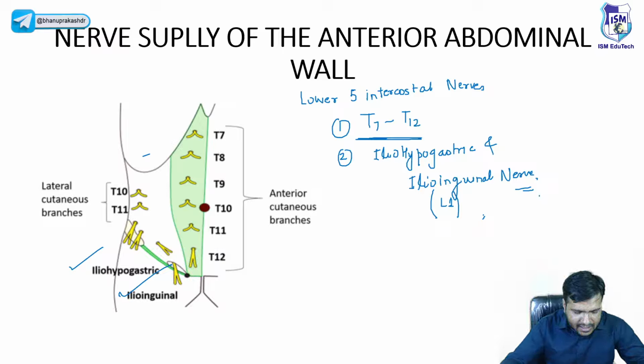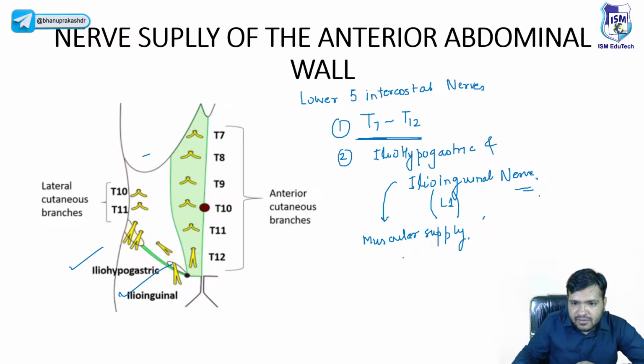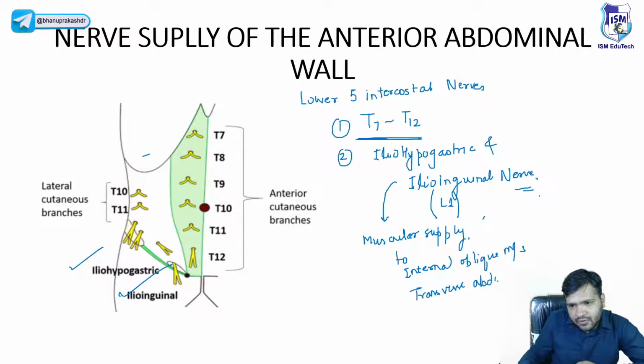Basically the ilio-hypogastric and ilio-inguinal emerge from the upper part of the lateral border of psoas major muscle and run obliquely downwards. They give muscular supply to the internal oblique and transverse abdominis muscle. If you want to mention it in your notes, muscular supply to internal oblique muscle and transverse abdominis muscle.